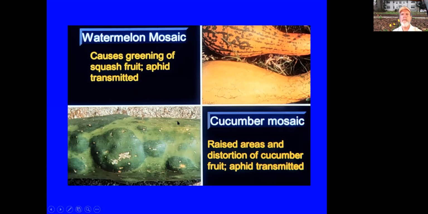Here's some pictures of viruses. Sometimes the viruses, because they're basically part of an RNA or a DNA of the plant, can mess up the coloring of the plant. It can mess up the growth of the plant. A lot of times the color of the skin on that cucumber looks terrible.